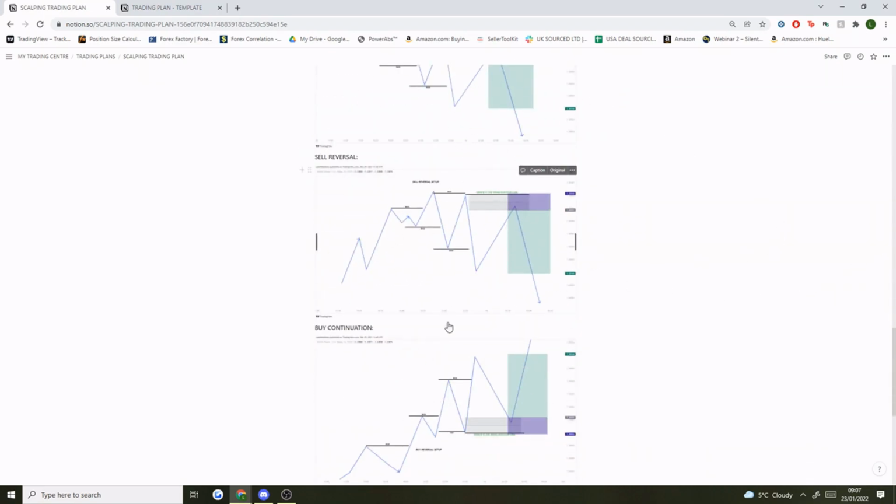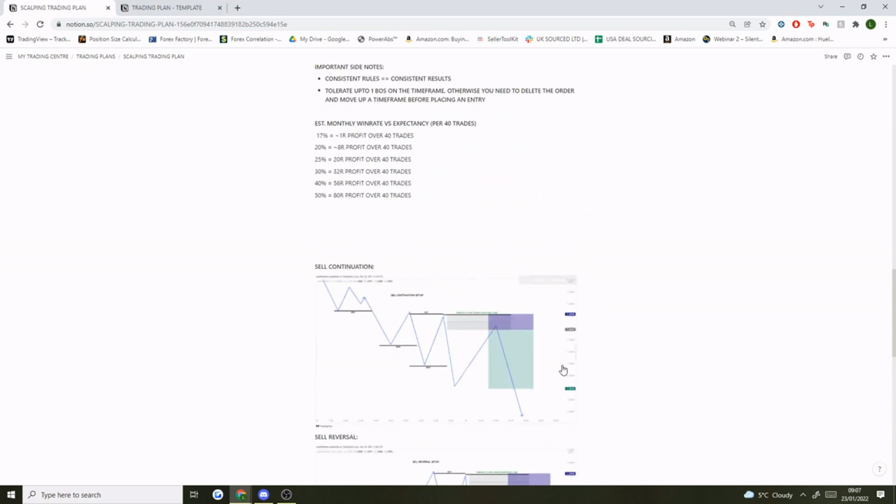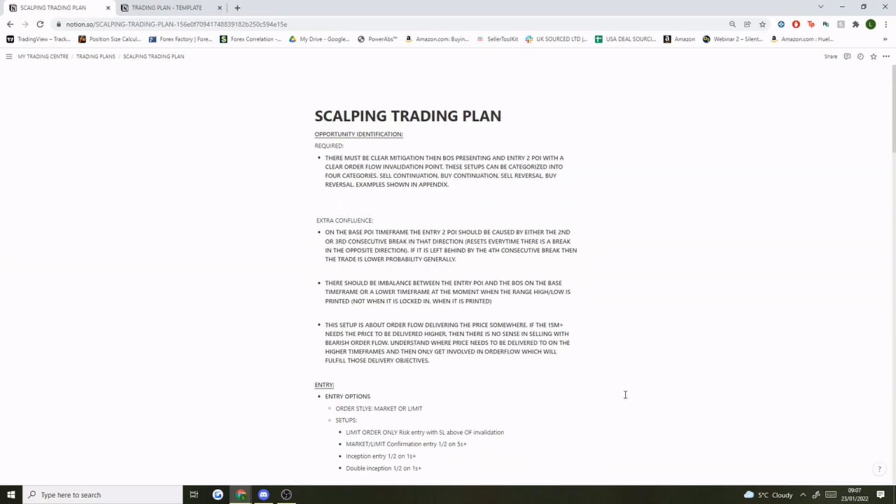I'd recommend putting some type of screenshots of your actual setup, or at least the theoretical version of your setup, inside your trading plan, just so you've got that visual reference. For me, I definitely like to have that visual reference as well as the paragraph that's describing the opportunities that I trade.